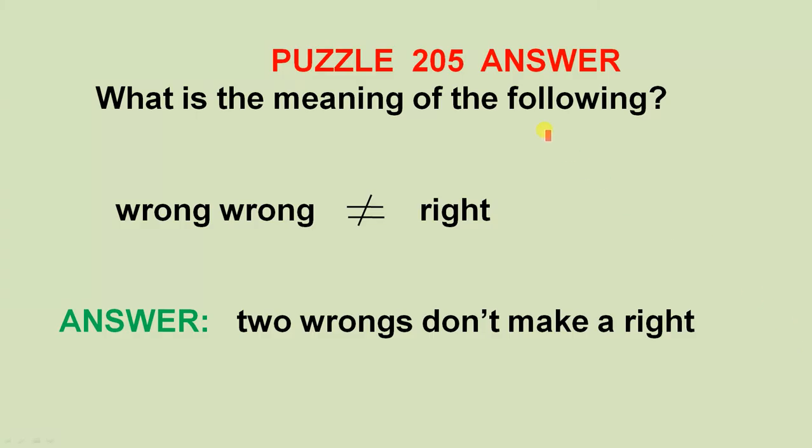Answer to the puzzle. What is the meaning of the following? Two wrongs don't make a right. So in mathematics, that stands for is not equal to. Two wrongs don't make a right. I'll bet you like that one.